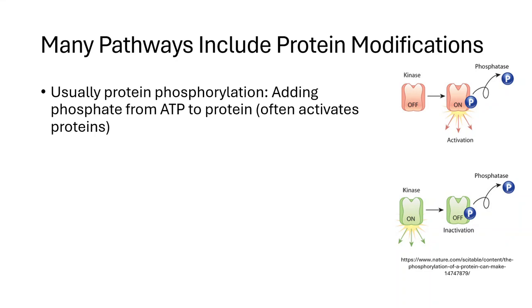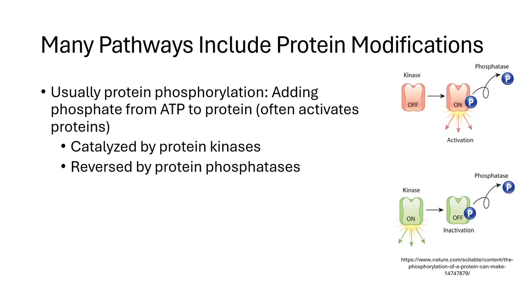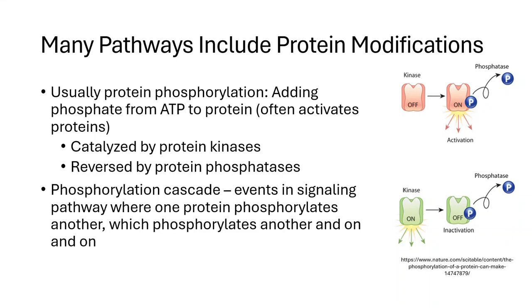There are a lot of steps that may involve protein modification, and these modifications are a lot of times going to be adding a phosphate group from ATP. This is called phosphorylation. A lot of times that serves to change the activity of a protein, whether to turn it on or to turn it off. This is performed by protein kinases. Kinases add a phosphate. The opposite reaction of removing that phosphate is performed by phosphatases.